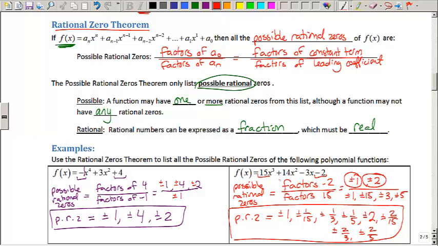If I was to try to factor this, I would just start picking from this list and synthetically dividing by the zeros to see if I have a factor, and then I can factor it down. So that is an example of using the rational zeros theorem to list all the possible rational zeros for any polynomial function.